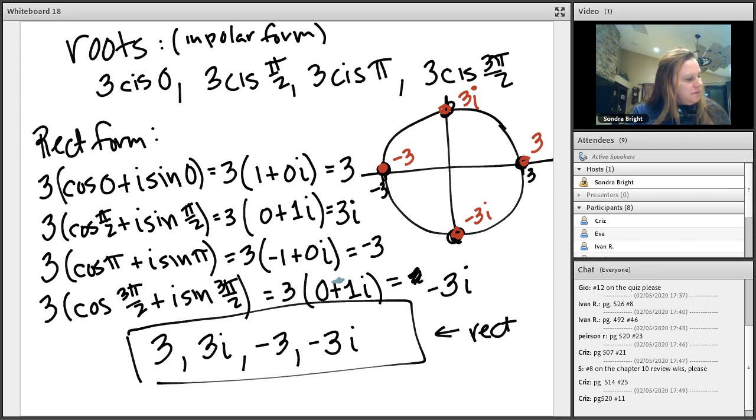All right. So that one was quiz 12. What am I on now? Page 526, number 8.